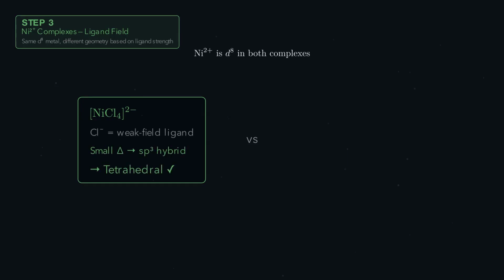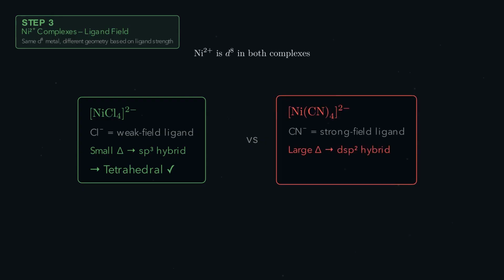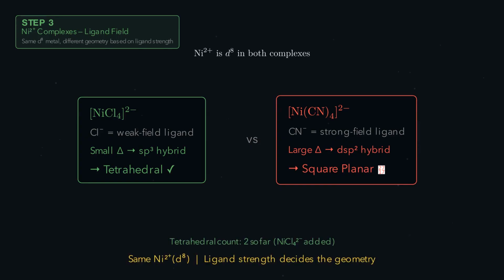Now the interesting one, the 2 nickel complexes. Both have nickel 2+, which is a D8 ion. In tetrachloronickelate, chloride is a weak field ligand, so the splitting is small and nickel stays tetrahedral. That's our second tetrahedral species.